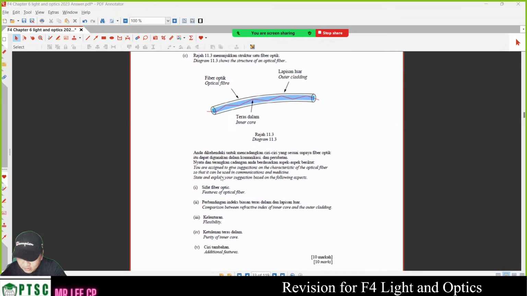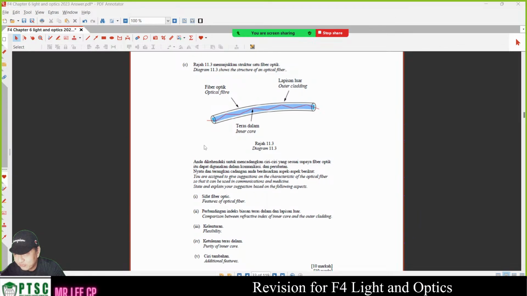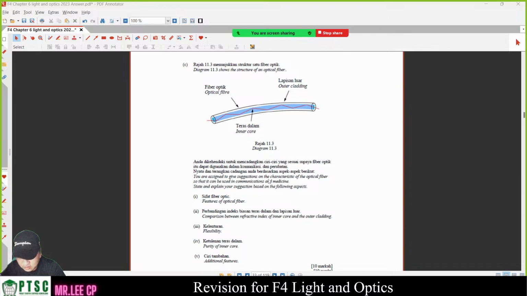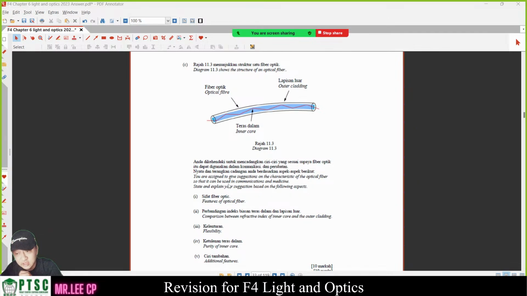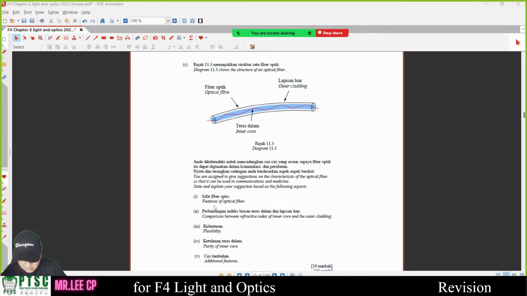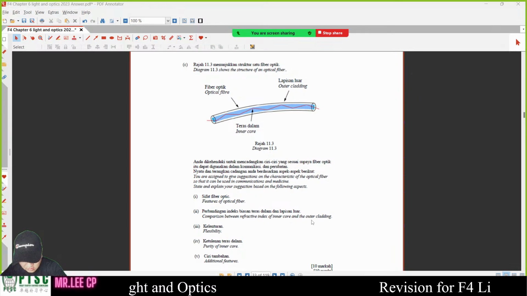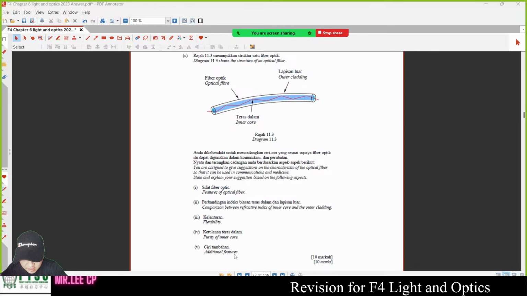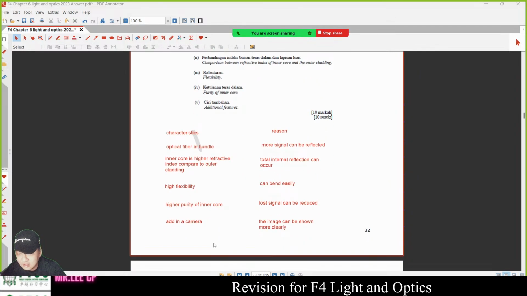Now for example, this kind of question. You are assigned to give a suggestion on the characteristics of optical fiber so that you can use it for communication and medicine. State and explain the suggestion for the following aspects: the features of optical fiber, the comparison between the refractive index of the inner core and the outer core or cladding, flexibility, purity of the inner core, and additional features. Additional features is the hardest one. So now this is my answer.